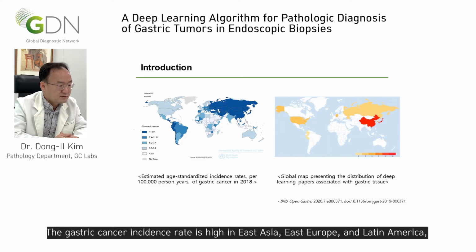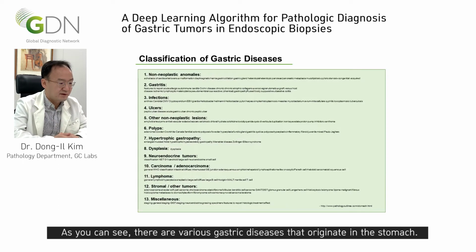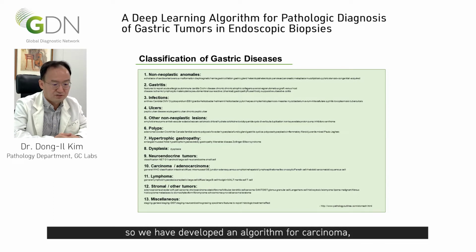The gastric cancer incidence rate is high in East Asia, East Europe, and Latin America, where gastric cancer research using deep learning is also prevalent. As you can see, there are various gastric diseases that originate in the stomach. Developing an algorithm for all diseases is practically difficult. So we have developed an algorithm for carcinoma, which is the most important for stomach disease, and adenoma, which can be a precancerous lesion.